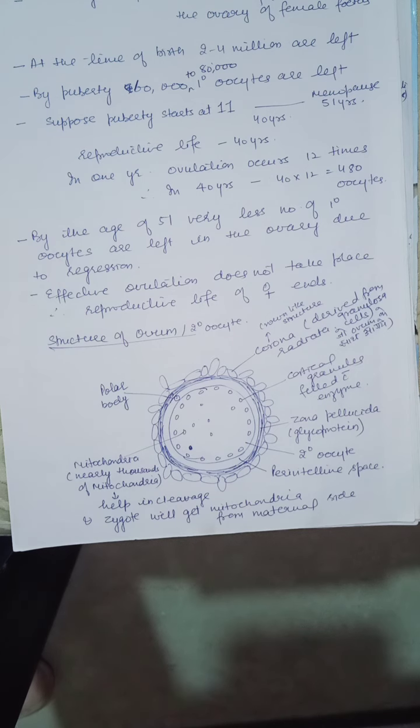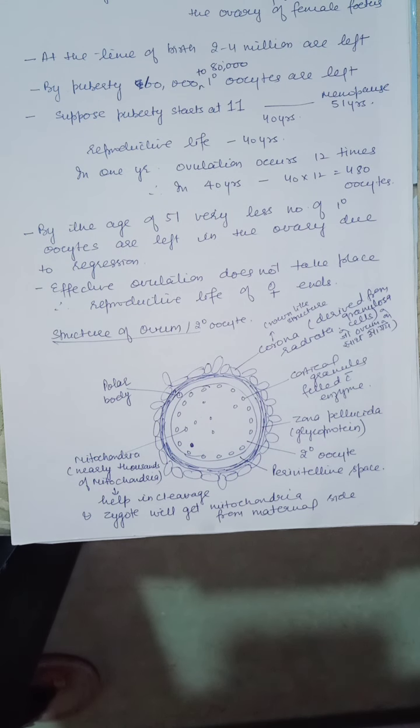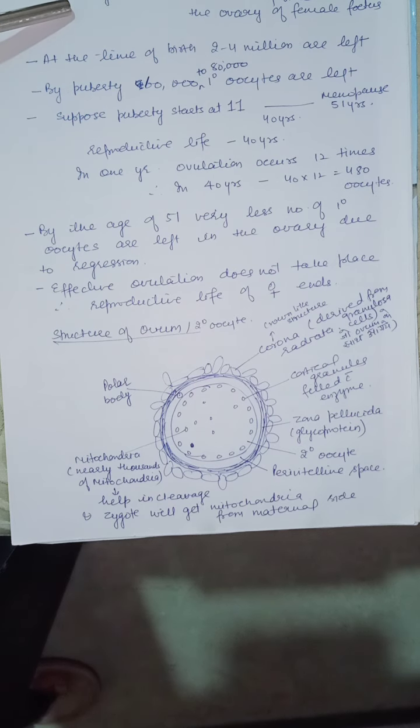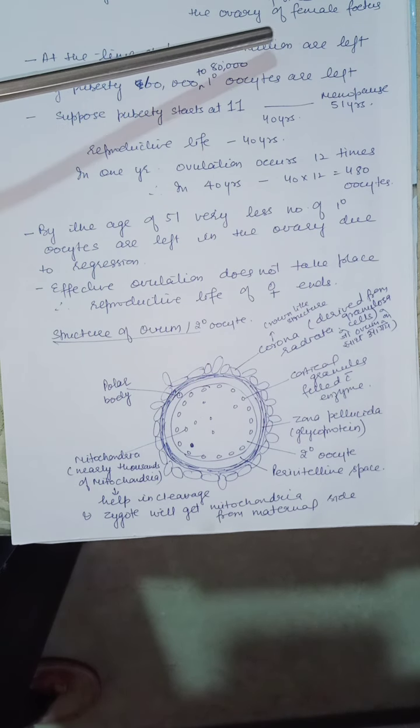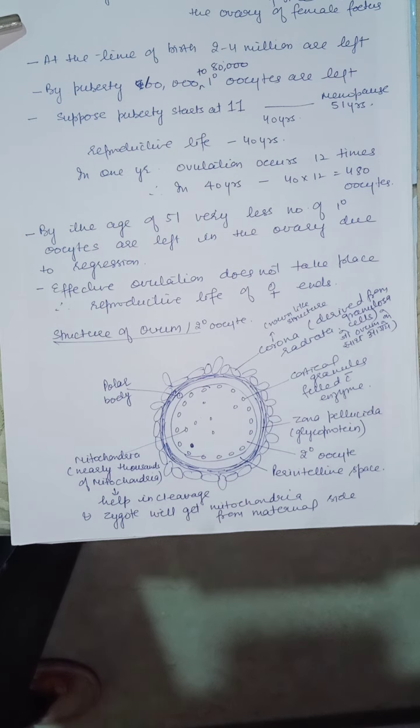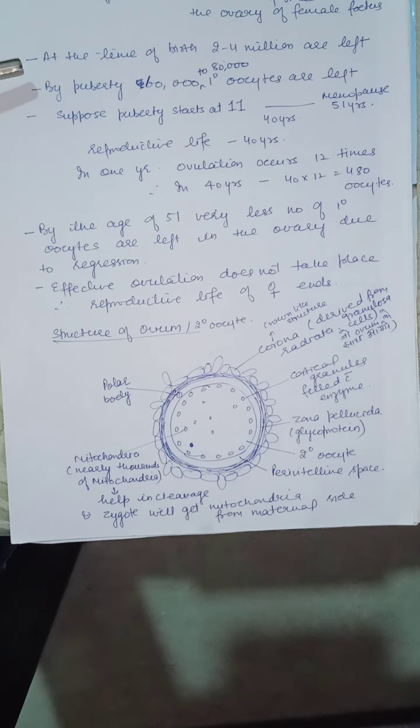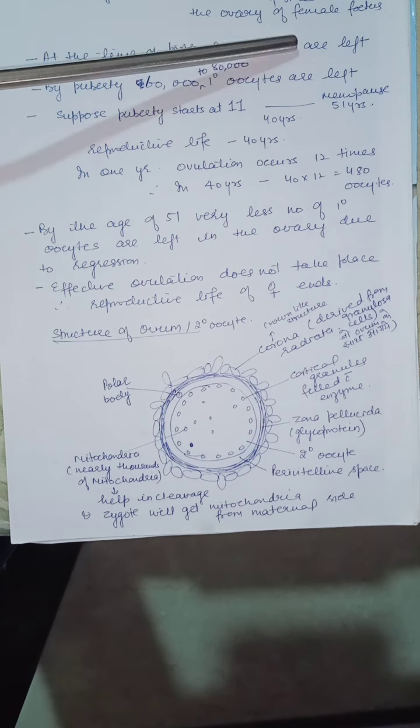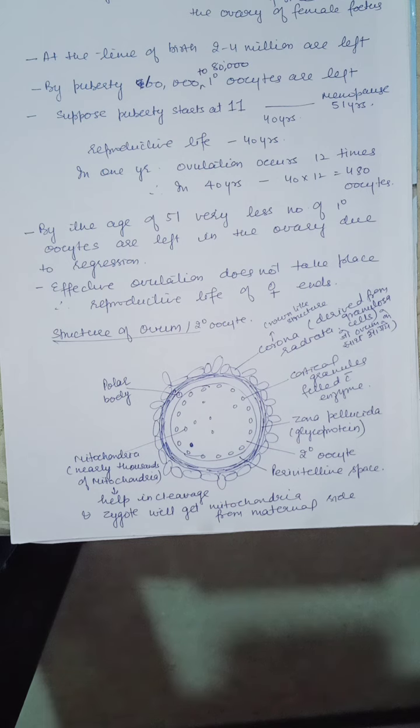So, now there are nearly 7 million primary oocytes in the ovary of the female fetus. At the time of birth, 2 to 4 million are left. But by puberty, only 60,000 to 80,000 primary oocytes are left.